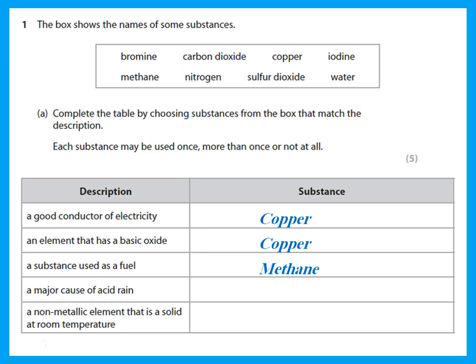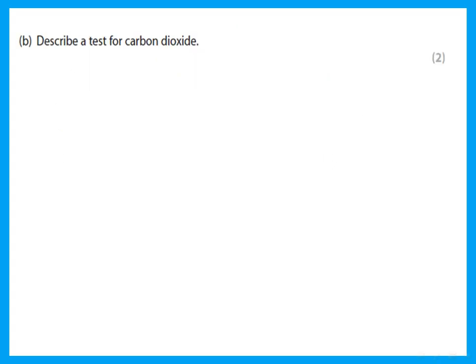A major cause of acid rain. Which of these causes acid rain? Sulfur dioxide. A non-metallic element that is a solid. So which of these is a non-metal and a solid? Of course, that is iodine. You should realize that the non-metals here are bromine. Bromine is a liquid, nitrogen is a gas, and iodine is a solid.